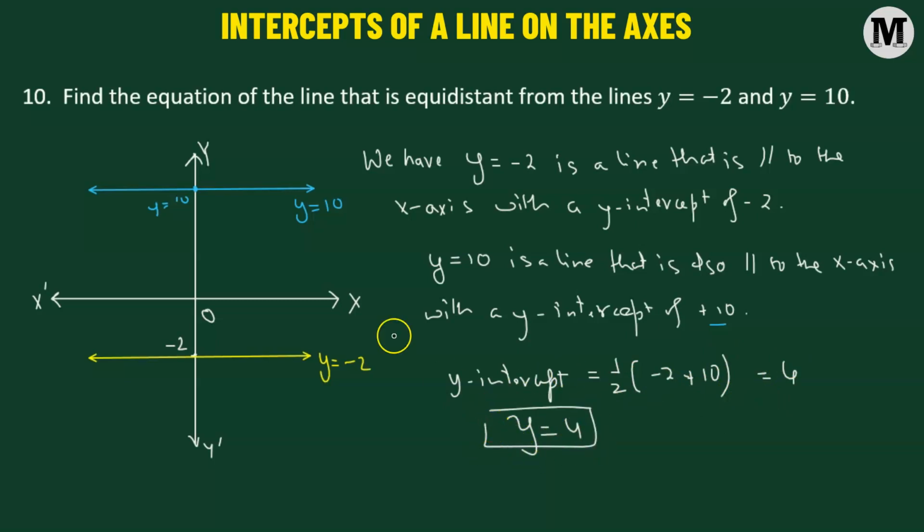So this is the line that's going to be parallel to the x-axis with a y-intercept of +4, so it passes through the point y equals 4. This is the line y equals 4 and it's equidistant from both lines, one given by y equals 10 and the other given by y equals -2. Okay, so let's do one more problem. That will be the final problem of this particular lecture.